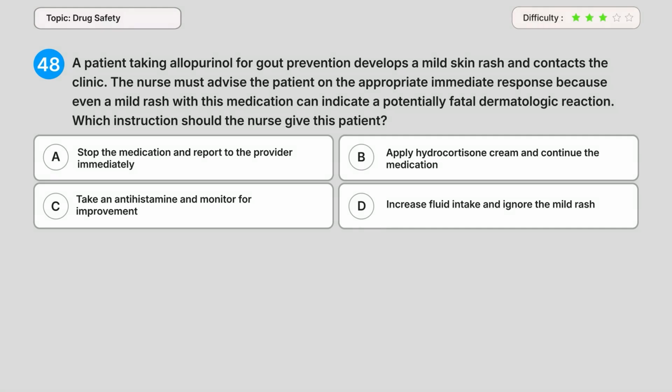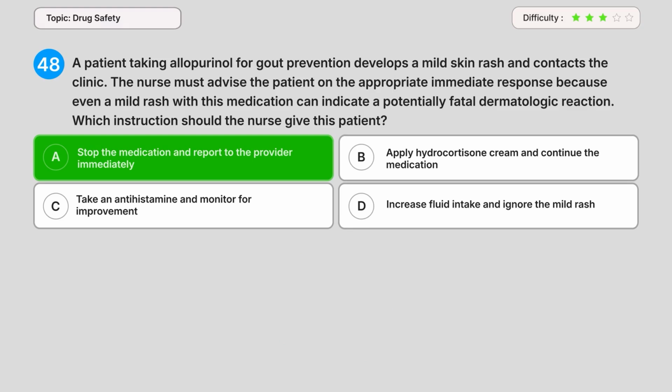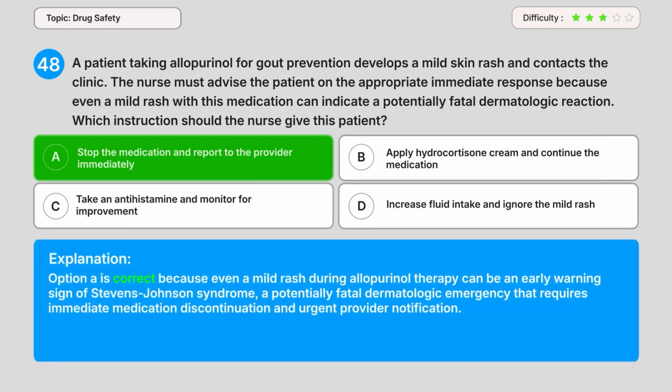Correct answer: A. Stop the medication and report to the provider immediately. Explanation: Option A is correct because even a mild rash during allopurinol therapy can be an early warning sign of Stevens-Johnson syndrome, a potentially fatal dermatologic emergency that requires immediate medication discontinuation and urgent provider notification.